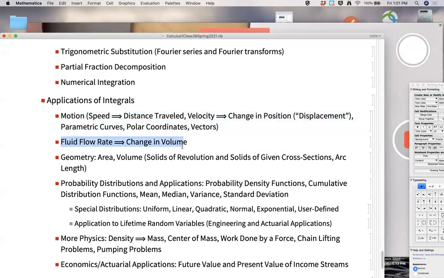Still can say the fluid flow rate can be integrated to get the change in volume. We talked about that here in Calc 1. Geometry, you can find areas, you can find volumes. You can prove the volume of a sphere is what is it? 4/3 pi r cubed? Actually, I'm forgetting it. Does that sound right? Or is that the surface area? Does that sound right to people? Yeah. Okay, 4/3 pi r cubed is the volume of a sphere.